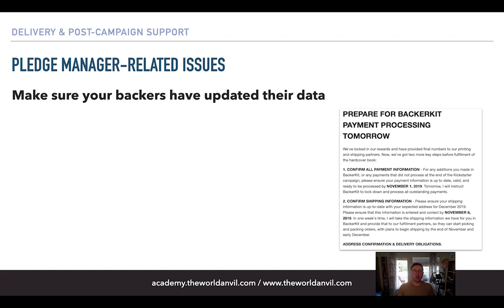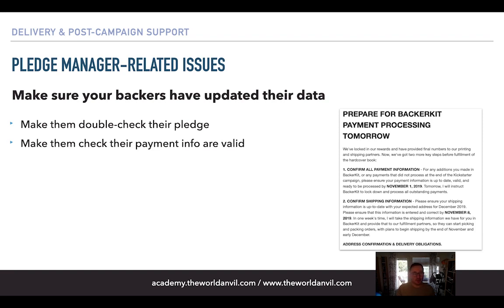You need to make sure that your backers have updated their data. There are deadlines after which it is going to be difficult for you to change things that are in motion. So first of all, they need to double check their pledge. Are they happy with what they pledged, or did they want to pledge for something else? This happens, so make sure that they double check. Make sure that their payment information is valid. Tell them, hey, is your credit card expiring? Because if it expires, we cannot complete this process. Just make sure that they are on top of that.